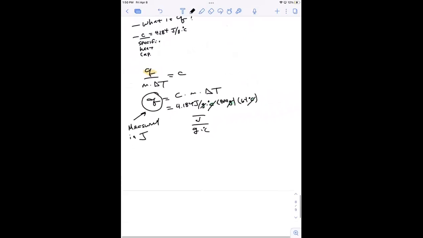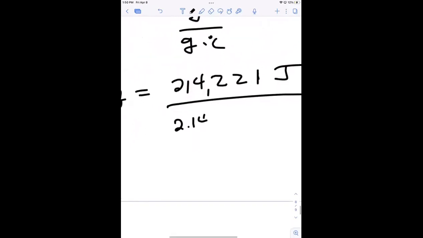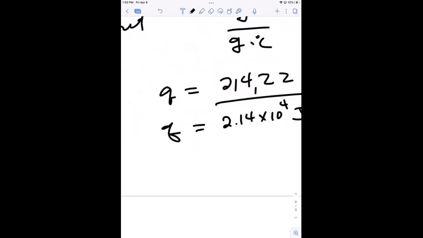So can somebody give me that calculation real quick? 800 times 4.184 times 64. What do you got? I got 214,220.8. Okay, so 214,221 joules. Normally, we'd write this in scientific notation. So we'll say 2.14 times 10 to the 4th joules is Q.